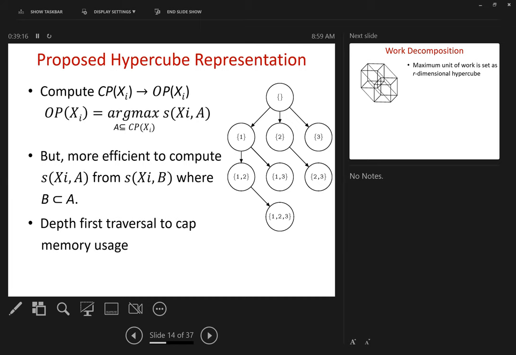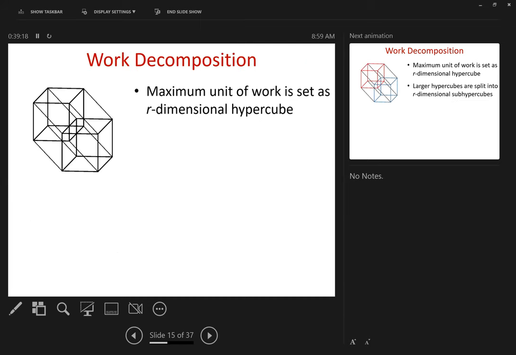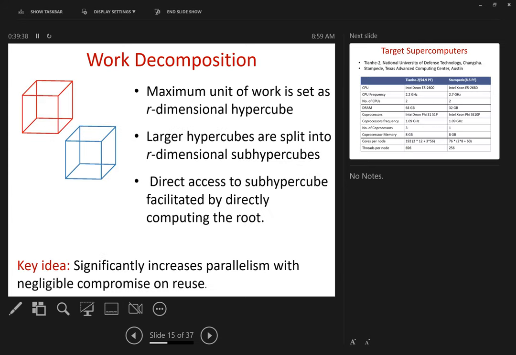And what we do to do this in parallel is to set the maximum unit of work to be an R-dimensional hypercube, and we allow up to T-dimensional hypercubes. So the subset lattice is a binary hypercube in structure. So the work unit is R-dimensional, and then the maximum work we take is T-dimensional. So if T is greater than R, which would be the case, then you break it into sub-hypercubes, like I'm showing, and then you can allocate these to different processors and compute.